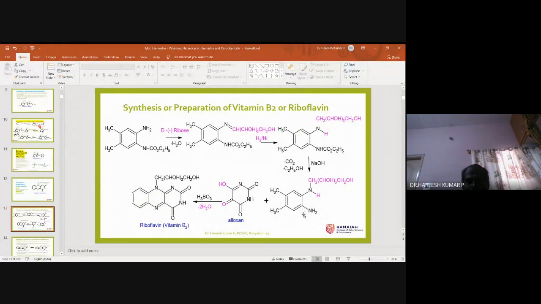The obtained free amine is treated with alloxan. This is one key intermediate. You just remember this.